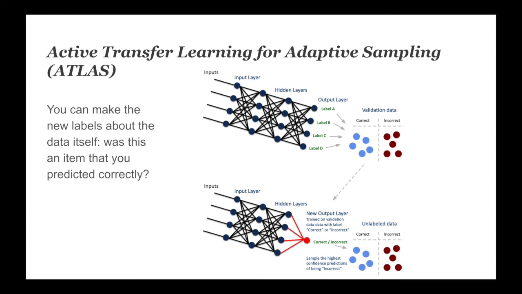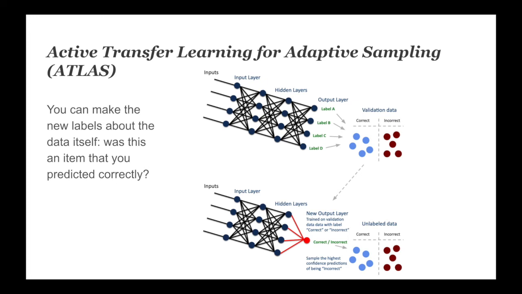So let's imagine that you have held out validation data also labeled A, B, C, and D. So we care just about the A, B, C, and D task here. We can put that validation data through our model and then bucket everything into correct and incorrect. So let's say that we got half of our validation data correct, half of it incorrect. We can now create a new output layer to predict correct or incorrect. So it's a binary classification task that's trained on our validation data.